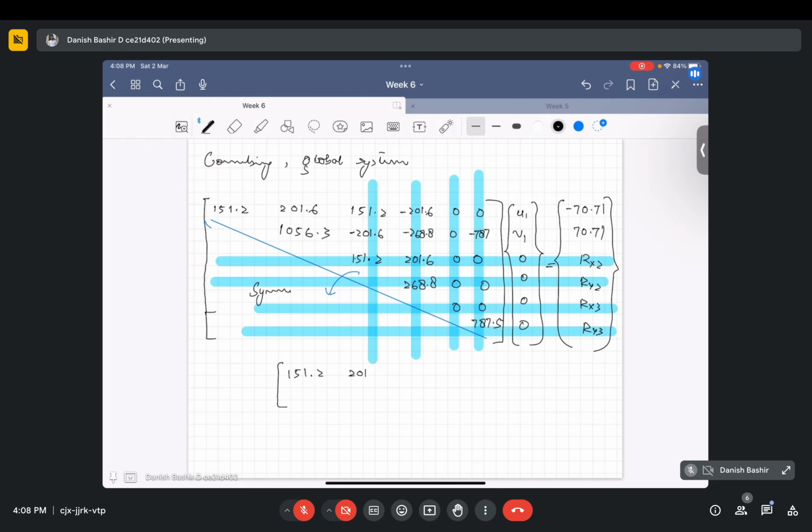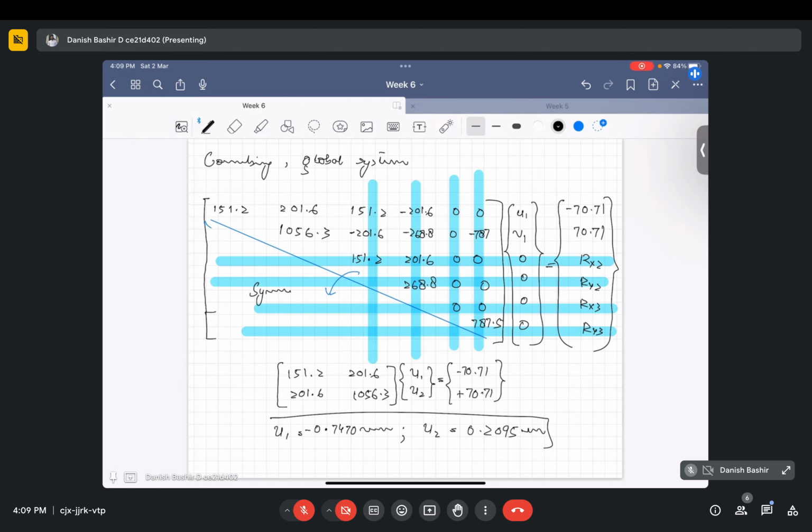So our system of equations reduces to only this 2 by 2 system given as 151.2, 201.6, 201.6, 1056.3 multiplied by u1 u2, is equal to minus 70.71 plus 70.71. So when you solve this equation, you will get u1 to be equal to minus 0.7470 mm but u2 to be equal to 0.2095 mm. That is the required displacements at node 1. And you can now compute all the other things, that's the reaction forces as well as local displacements.